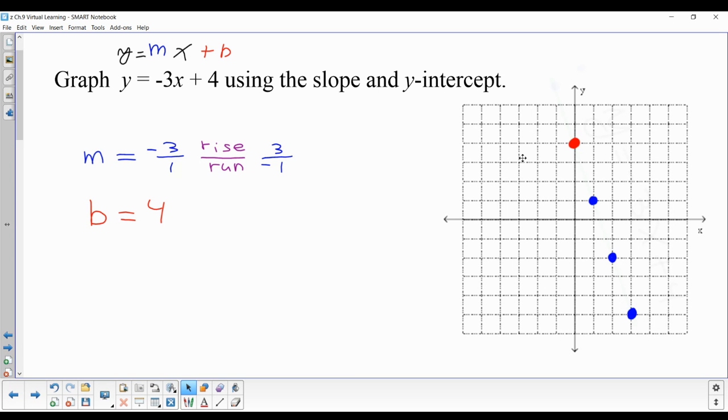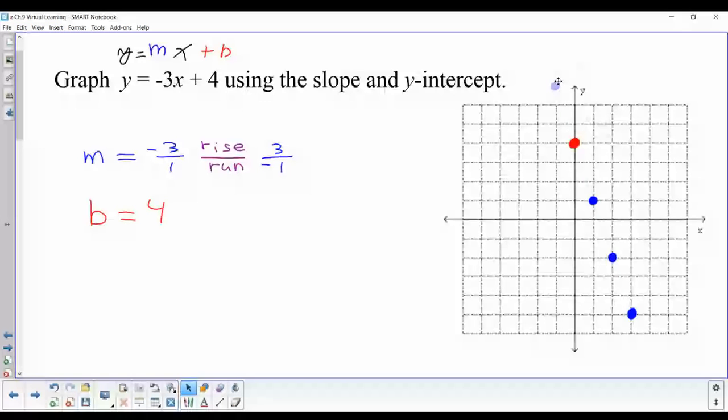Now, I could, from my y-intercept, do the second fraction I have here, a rise of 3 and a run of -1. If I were to do that, a rise of 3 would be 1, 2, 3 up. And under most circumstances, I would not do this. It's off the graph, but I want to show you how it could be done. So a rise of 3 again is up 1, 2, 3, and a run of -1 means go 1 to the left.